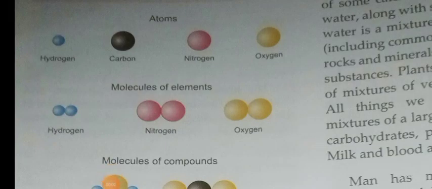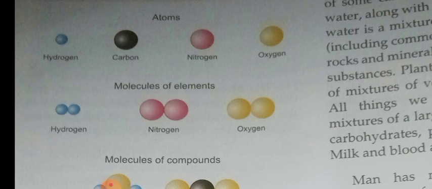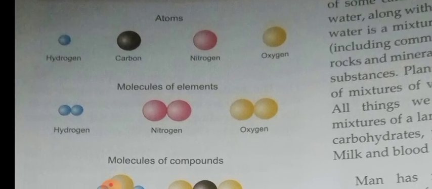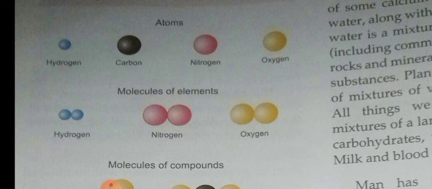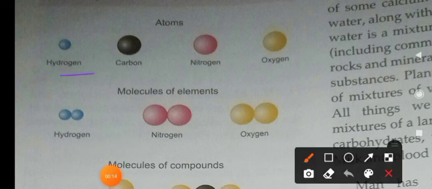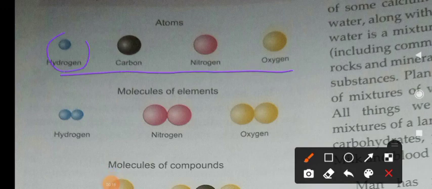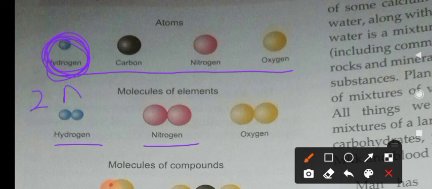So here is the graphical representation of atoms, molecules of elements and molecules of compounds. See, hydrogen atom, carbon atom, nitrogen atom, oxygen atom. These are all atoms. When atoms of the same element combine to form a molecule, two atoms of hydrogen form one molecule of hydrogen. This is one molecule of nitrogen. Two atoms combine to form one molecule.